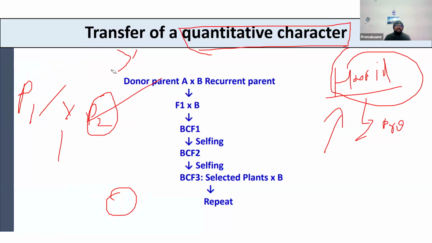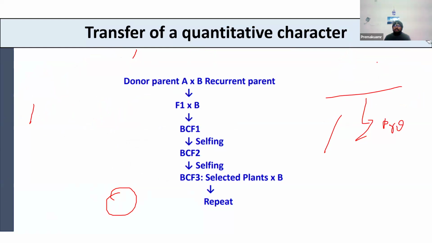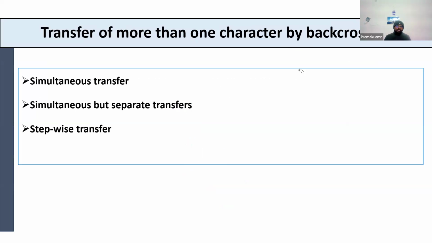These are the methods, and backcross can be used for both breeds, irrespective of the mode of pollination. We can use it in cross-pollinated, self-pollinated, and often cross-pollinated crops. It's not like that it is only used in self-pollinated crops. Then, if you want to transfer more than one character, you can use simultaneous transfer. Either you can use separate backcrosses and merge them, or you can use stepwise transfer.